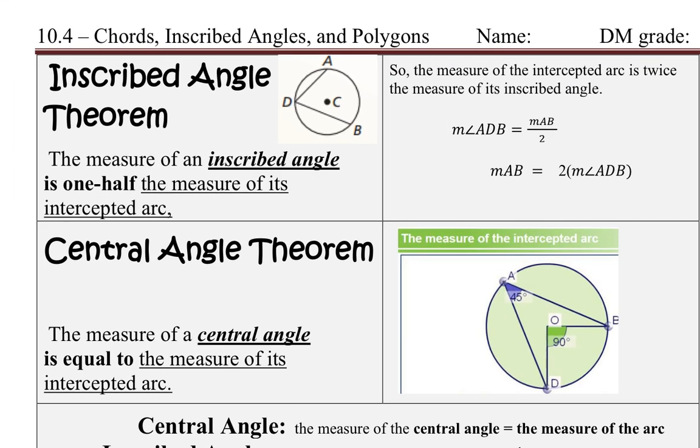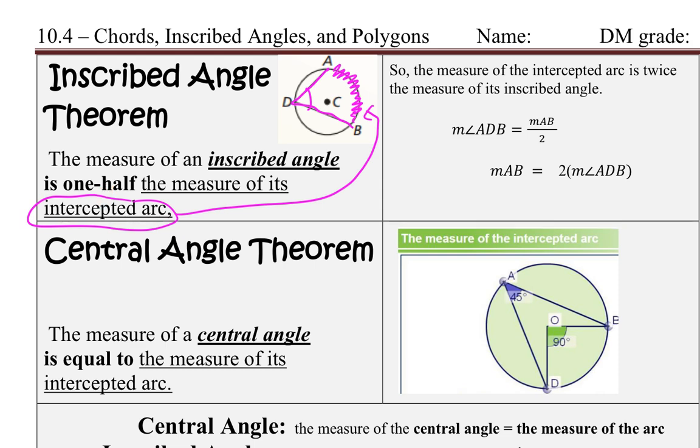All right, so what we want to recognize is the difference between the inscribed angle and the central angle. We talked about the central angle last time. Okay, the measure of an inscribed angle is 1/2 the measure of its intercepted arc. So if this is the angle right here, this right here is the intercepted arc. And the measure of the angle is 1/2 that, right?